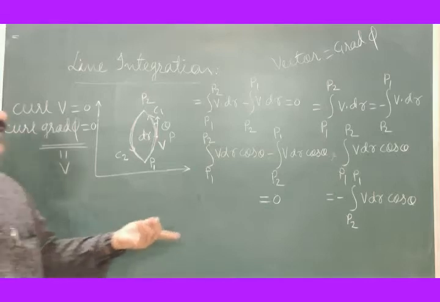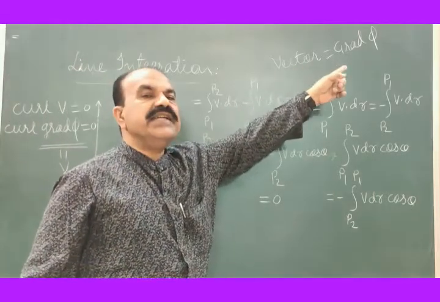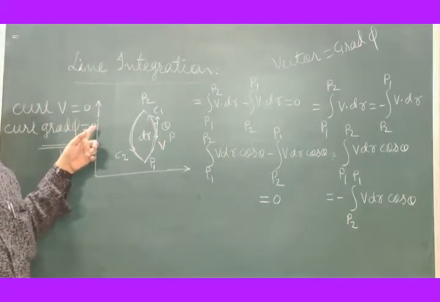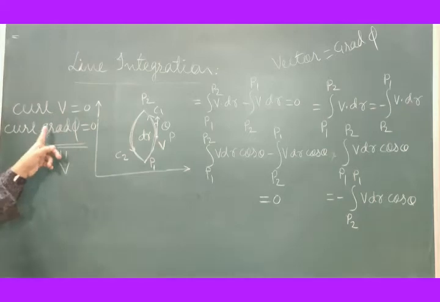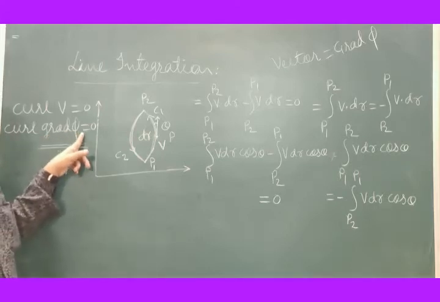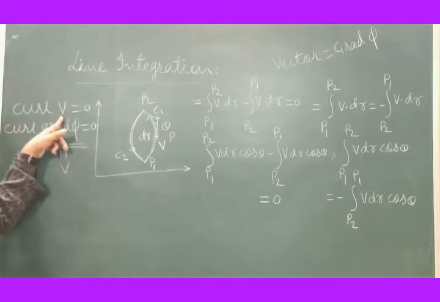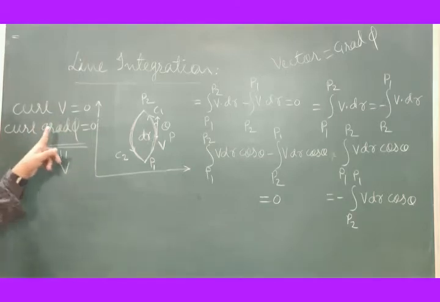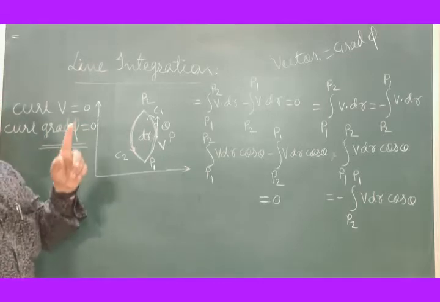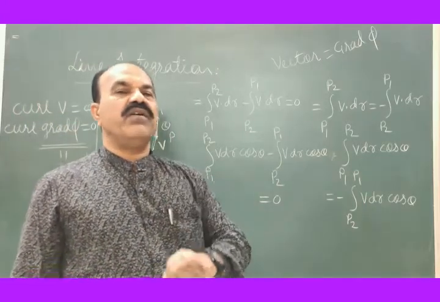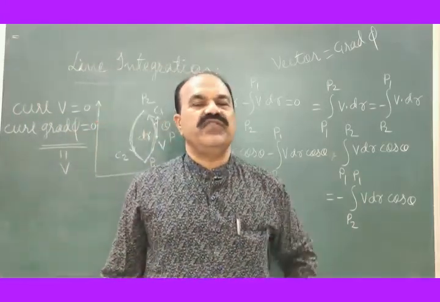In conservative vector fields, the vector is defined as the gradient of a scalar. If we have curl V equal to 0, it means that curl of grad phi is equal to 0, where phi is a scalar point function and the gradient of the scalar point function is vector V. So for conservative vector fields, curl of grad of a scalar point function is always 0. This is a property of conservative vector fields.